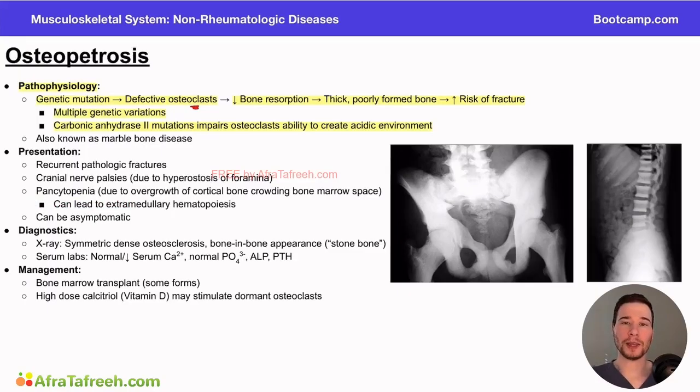This is not the only way this can present. There's a variety of different genetic mutations, but this is one way that they might potentially ask you about. It's also important to note that this does go by another name, which is marble bone disease. And when we look at these x-rays, this might make more sense to you shortly.